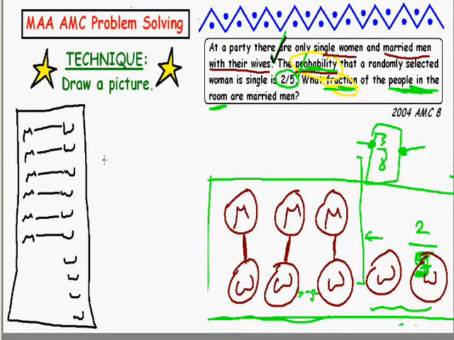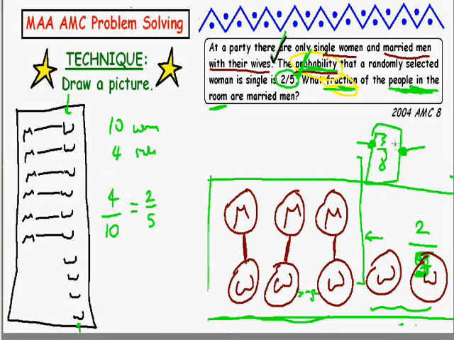The probability that a randomly selected woman is single is 2/5. So let's focus on the women. Here are the women. How many women are there? 1, 2, 3, 4, 5, 6, 7, 8, 9, 10 women in all. How many are single? 4. The probability of me choosing one at random and her being single, I guess, is 4 out of 10. And from my earlier days in school, I happen to know the fraction 4/10 is the same as the fraction 2/5. It fits the second part of the question.